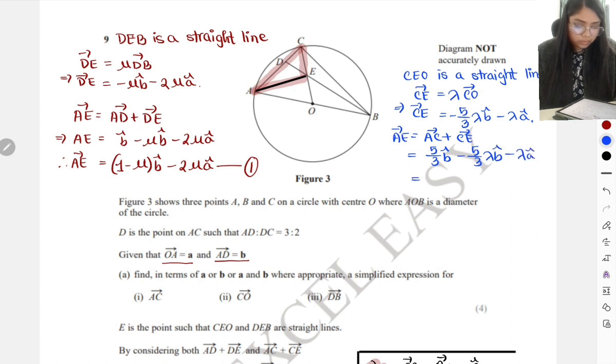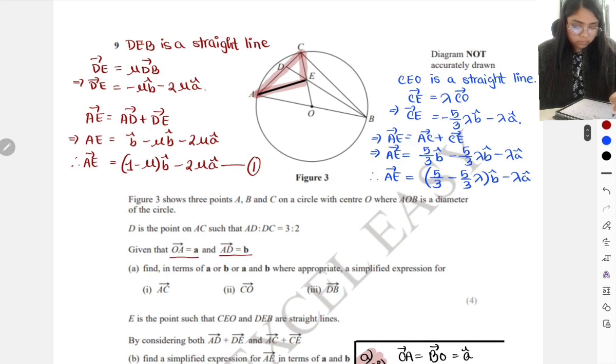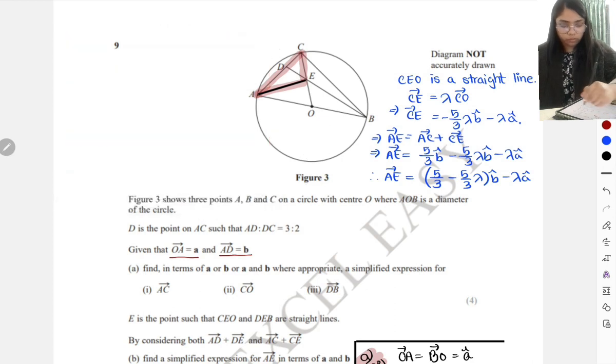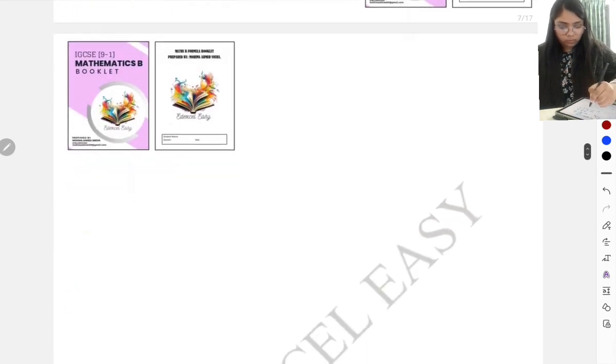And finally we can do the same working as we did for the other AE. We can take b as a common factor, so it's going to be (5 by 3 minus 5 by 3 lambda) b minus lambda a. Okay, so now we have the two expressions for AE. I will first put it in a more organized way at the very end, and then we'll start doing the other parts of this.